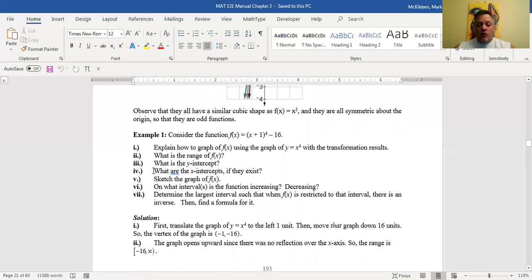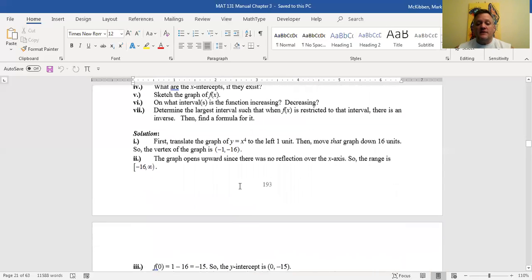For 3 and 4, let's think about what these intercepts mean again. The y-intercept would be obtained when you plug in 0 for x. Remember, on the y-axis, that's the vertical axis, x is 0, right? And so that's the easiest one to find. You plug 0 in for x, that gives you 1 to the 4th, which is 1, minus 16, that's negative 15. So your y-intercept is (0, -15).